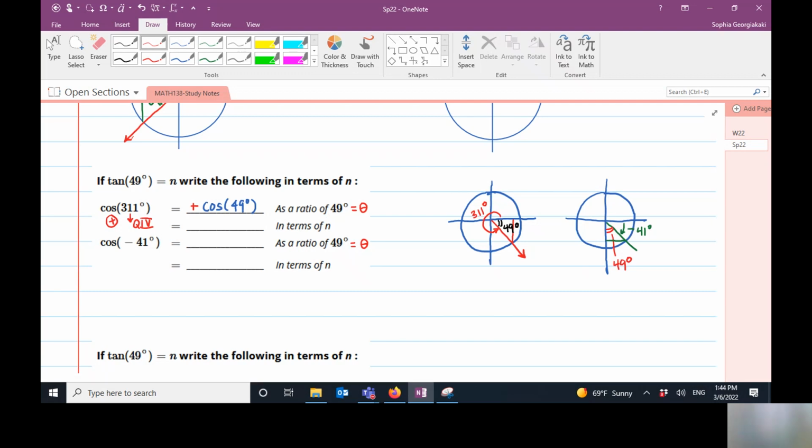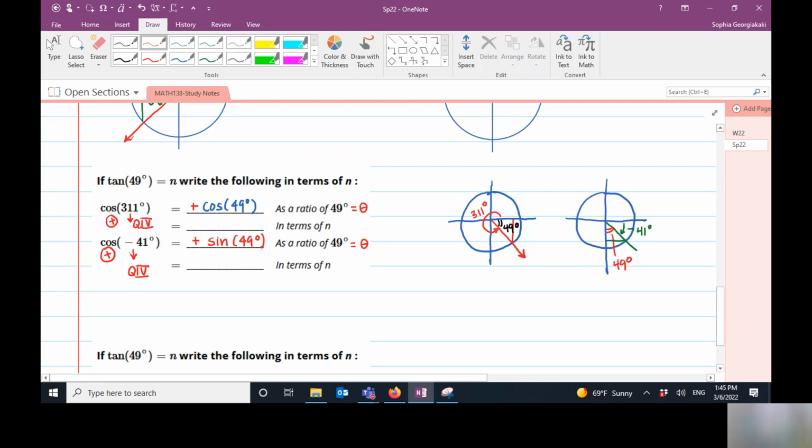So since 49 is a co-reference angle to negative 41, then the cosine of negative 41 has to equal the sine of 49. And now the question is, is it going to be plus or minus the sine of 49? Since 49 is in quadrant 1, its sine, cosine, tangent are all positive. But what is the cosine of negative 41? Well, negative 41 is in quadrant 4, and in quadrant 4, the cosine is a positive quantity.